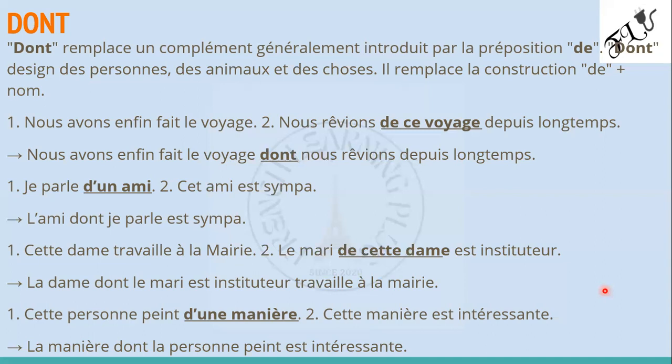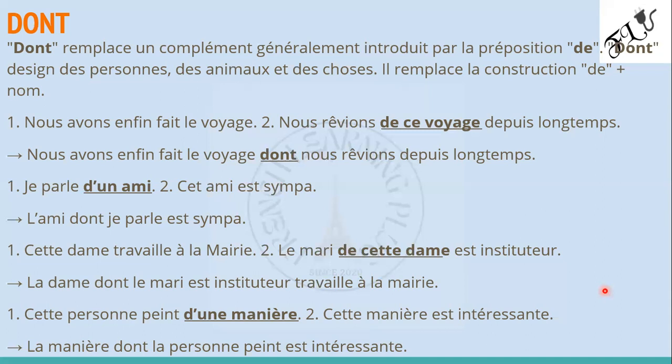OK, cette dame travaille à la mairie. Le mari de cette dame, ici de cette dame, est instituteur. OK. La dame dont le mari est instituteur travaille à la mairie. Did you see that? Dont. The construction de plus noun. That's it.